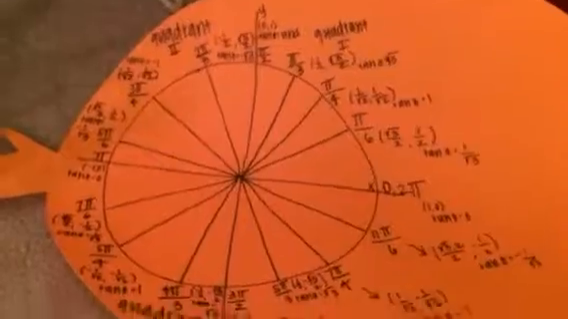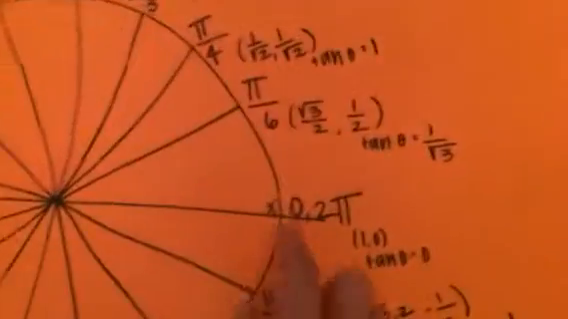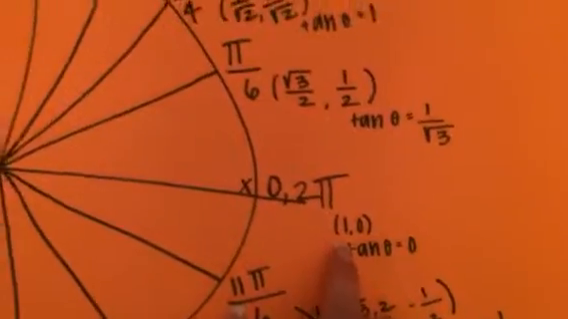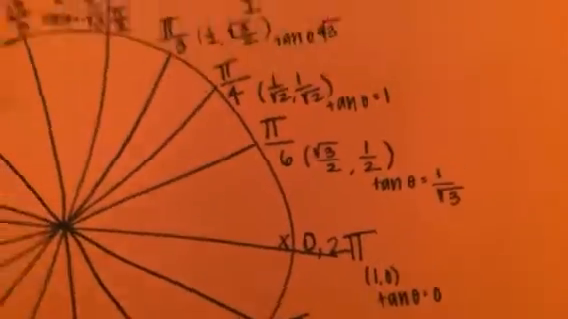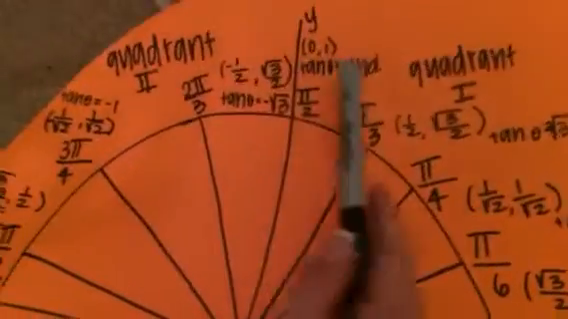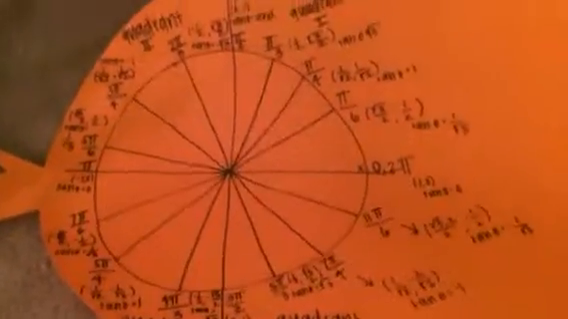But you also have coordinates. So the coordinates sort of go in a pattern. So you start here, and the coordinate for 2 pi is 1, 0. Then you go up here, and your coordinate is 0, 1. Over here, it's negative 1, 0. And down here, it's 0, negative 1. So those are your coordinates for the main radians.